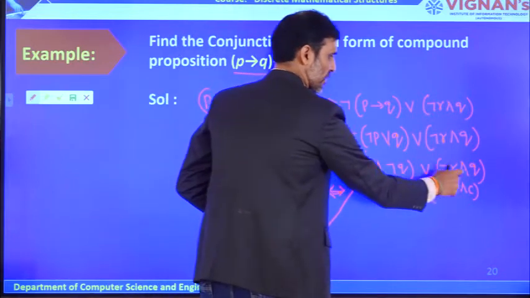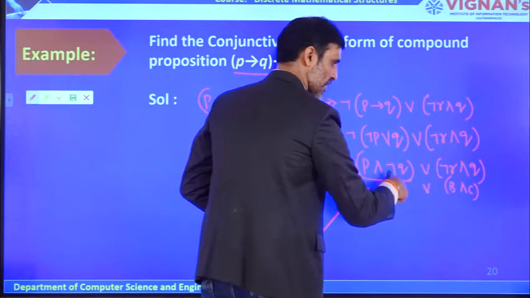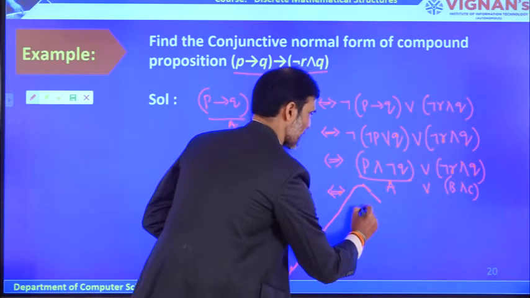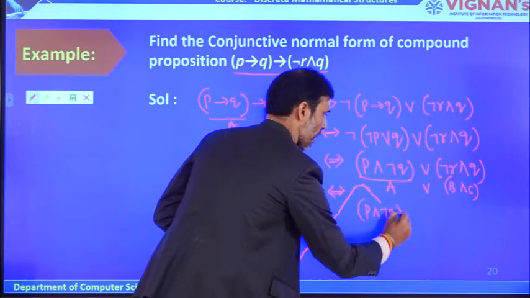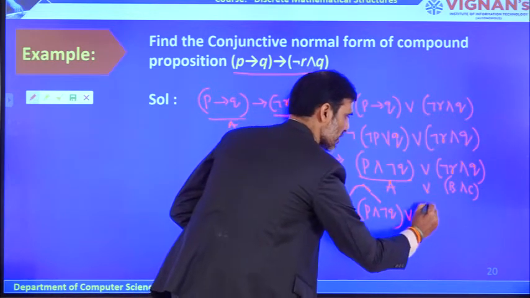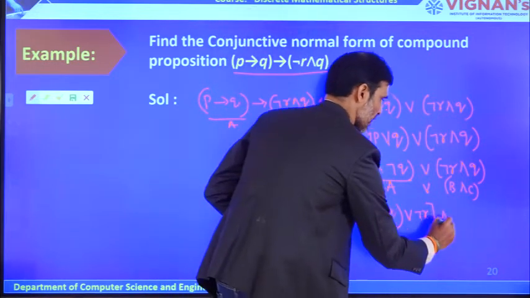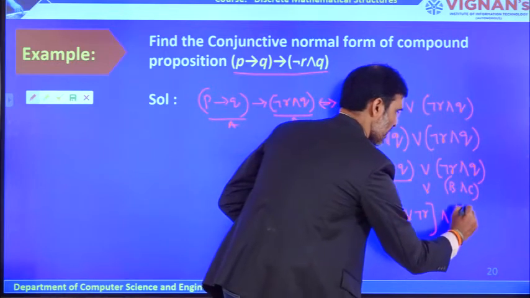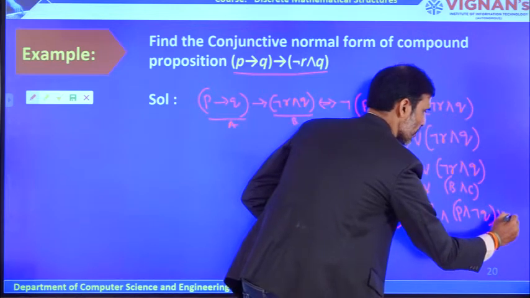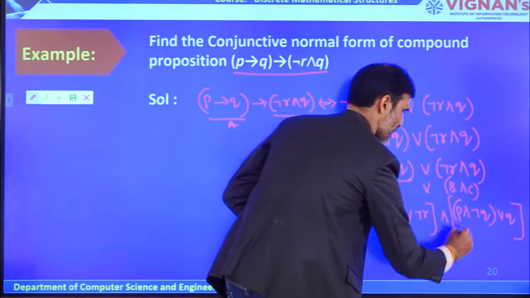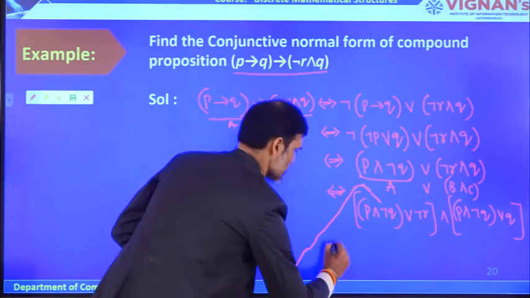So A or B and C can be written as what? A or B and A or C. So let us try to write like that. P and negation Q or negation R. This is A or B and what? A or C. So P and negation Q or Q. A or B and A or C. We have written like this. Once you have written like this, what is the final step?